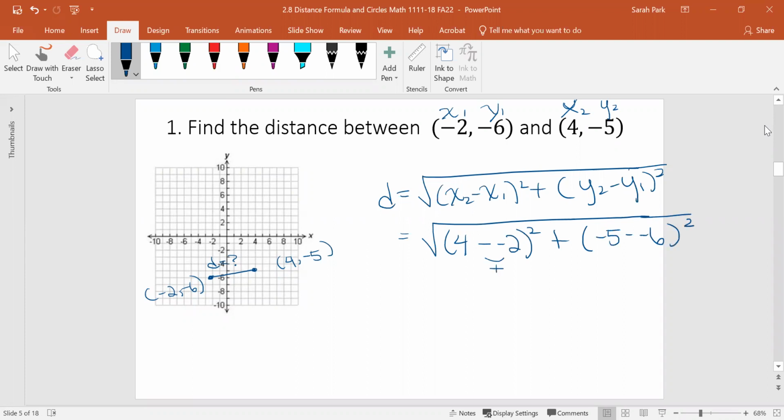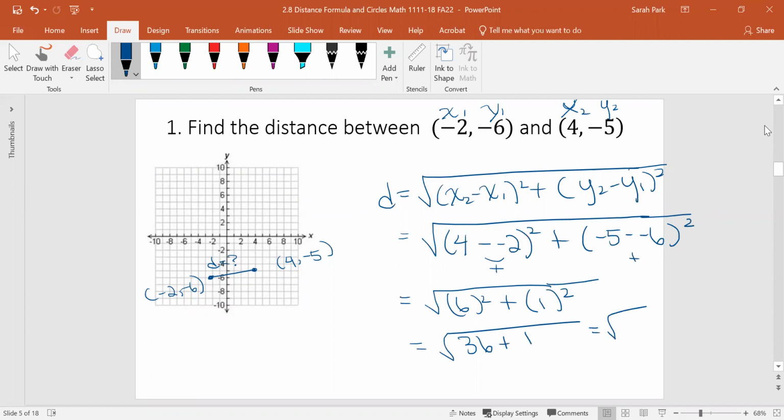And we know from previous sessions that if we have a minus a negative, that becomes a positive. So we actually have 4 plus 2, which is 6. And then -5 plus 6, which is +1. So we have 6 squared plus 1 squared still under the root. 6 squared is 36. 1 squared is 1. We have the square root of 37. If we put that in the calculator, let's round to 2 decimal places. It's about 6.08 units. And you can see it's about 6 units long, but a little longer.